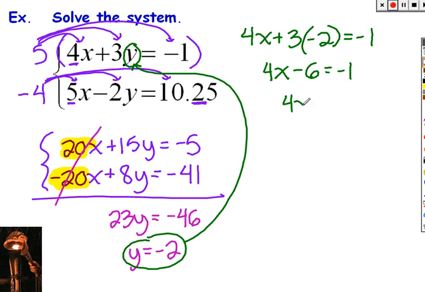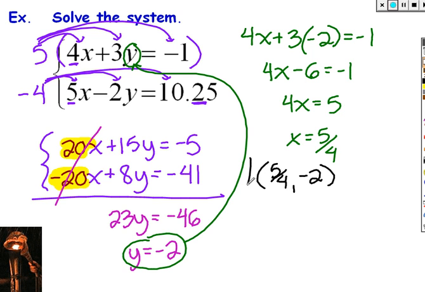And if we go through and solve, x comes out to be 5/4. So as a coordinate, if x is 5/4 and y is negative 2, if I plug that point into both equations, the equations should be true. Therefore, that's the solution to the system.